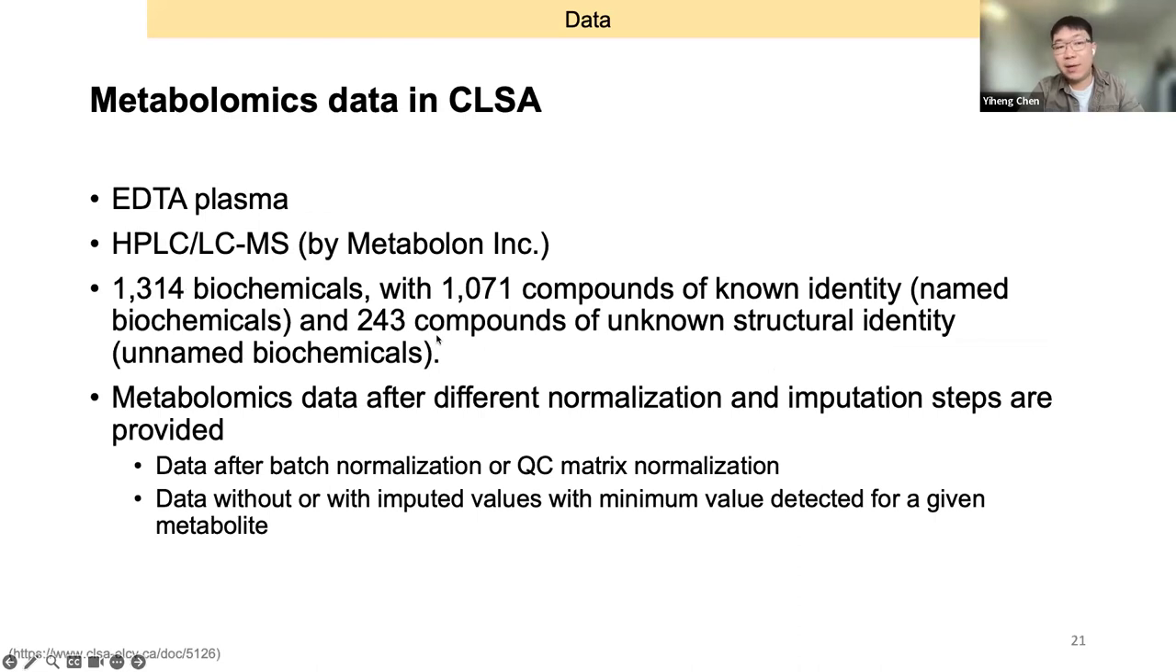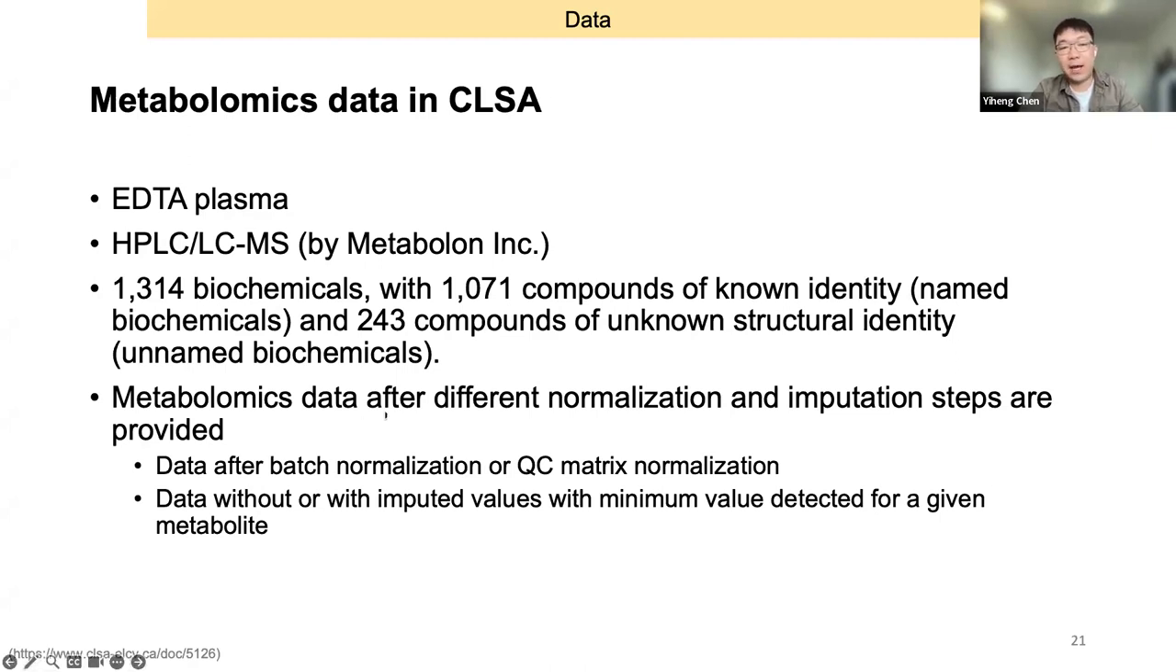For metabolomics data, the EDTA plasma samples were sent to the company for them to measure the metabolite levels. As I mentioned, Metabolon used this HPLC-MS technique. They measured 1,471 biochemicals, including 1,071 compounds with known identity. Based on the mass spectrum, they know what chemicals those compounds are. They also have about 243 compounds that they can separate, but cannot map to any known structures. Those metabolites are unnamed biochemicals, usually characterized as partially characterized or unknown metabolites in the data provided by Metabolon.